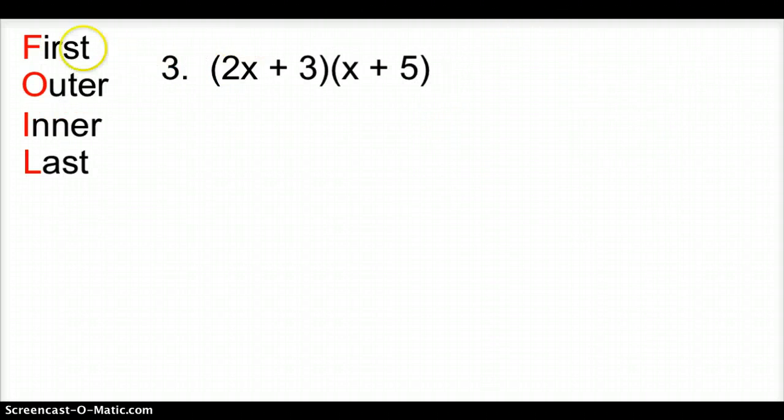And now I hinted about FOIL. What is FOIL? FOIL is an acronym for the way you multiply two binomials. It stands for first, outer, inner, last. So let's try it.